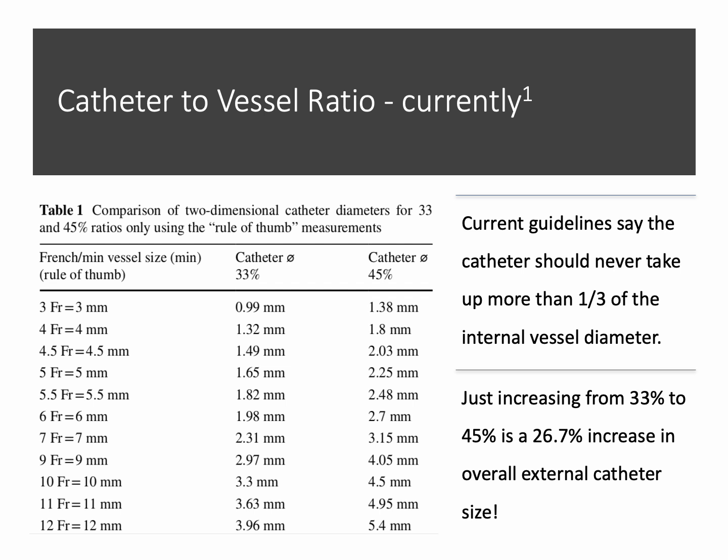So stop and think about that for a minute. Just by changing the catheter vessel ratio allows an increase of up to over 1/4 of the size of the external diameter of the catheter.